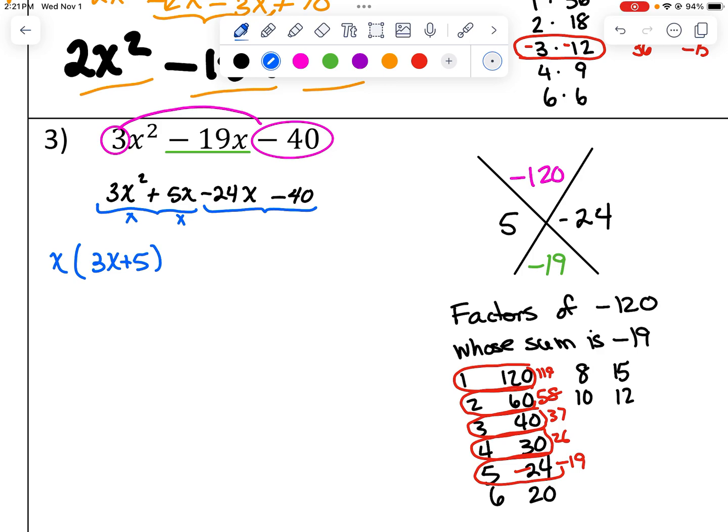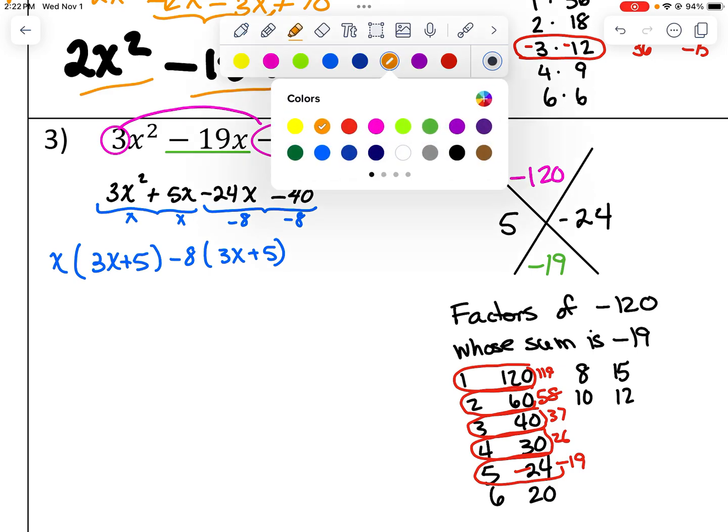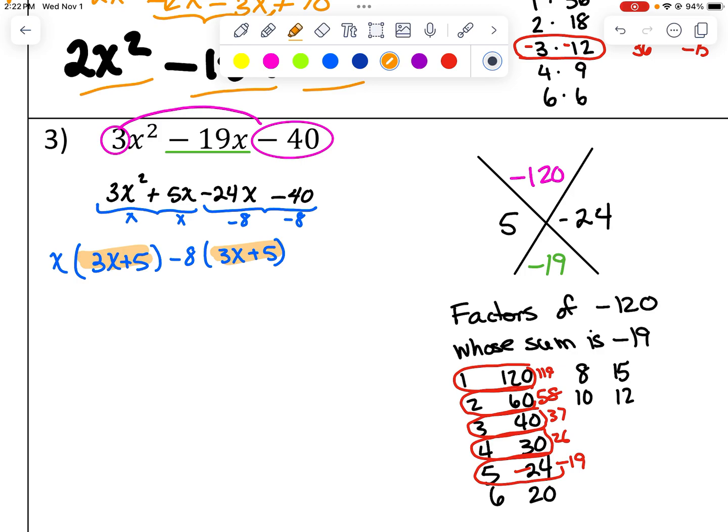The next set of terms has a negative 4. I think they have negative 8. They have negative 8 in common. They have negative 4 in common, but we want to go as big as we can get. Negative 8. Negative 24x divided by negative 8. Oh, we want to pull out the negative 8. Is 3x plus 5. Marvelous, darling. Simply marvelous. Now, this and this give us a greatest common factor of 3x plus 5. Remaining is x minus 8.